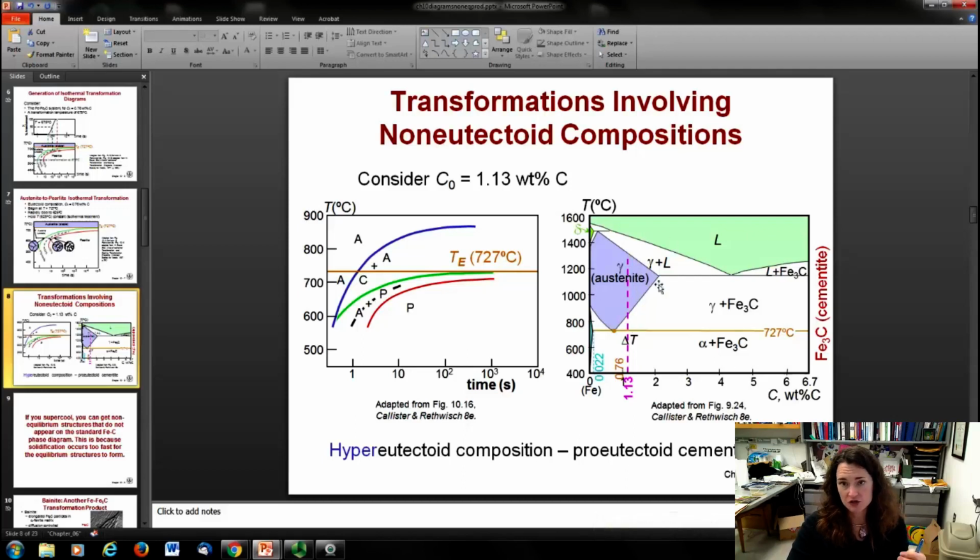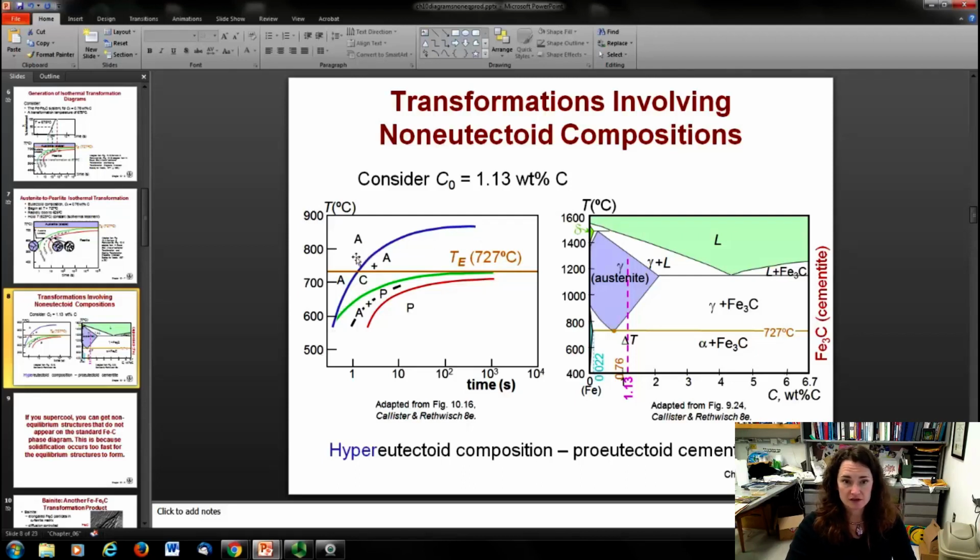Remember our phase transform plots from chapter 9, here is our 1.13% by weight line, so that shows the concentration, and then you can see that above your eutectoid 727, what you've got is a mix of two phases, and that is your gamma phase and your cementite. So you've got these pro-eutectoid cementite particles forming. That's indicated here on your isothermal transformation diagram with this blue curve, okay?